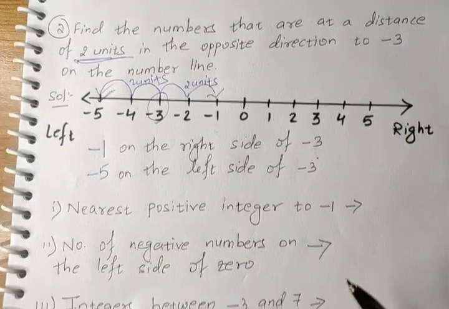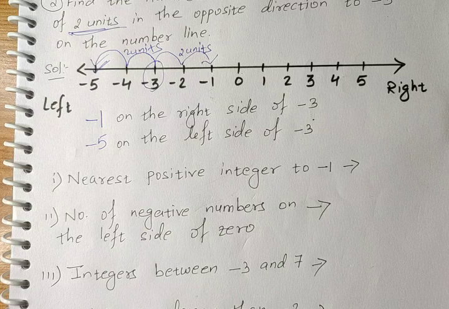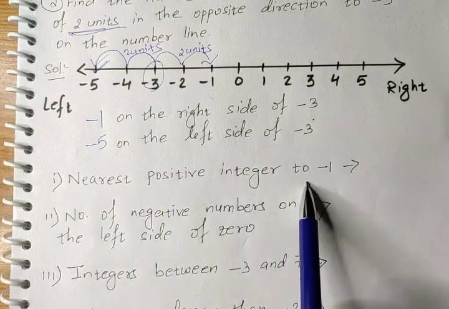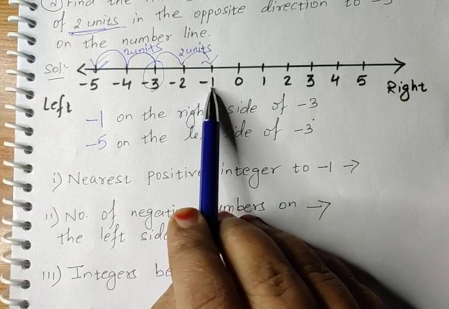Now we will go for next question. Question is nearest positive integer to minus 1. Nearest positive integer to minus 1. Where is minus 1? This is minus 1. Okay, this is minus 1.